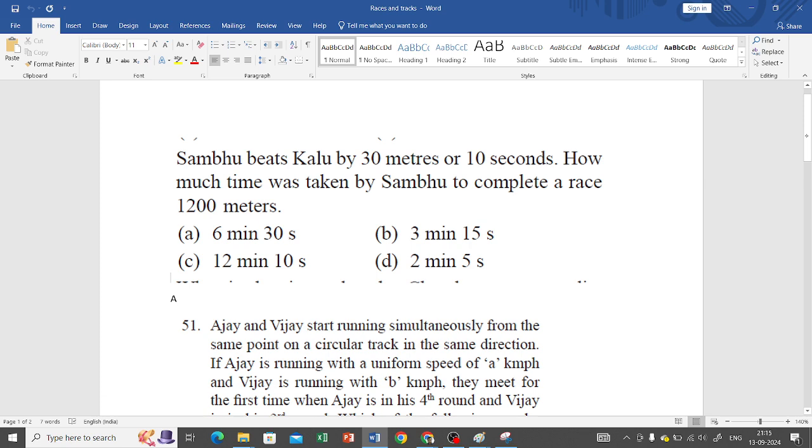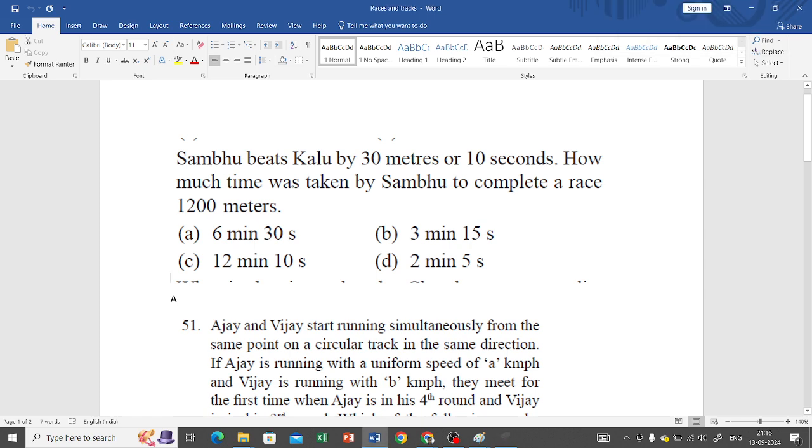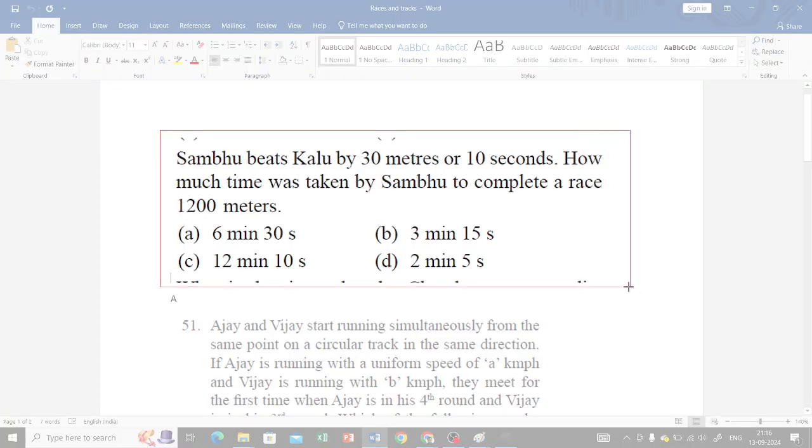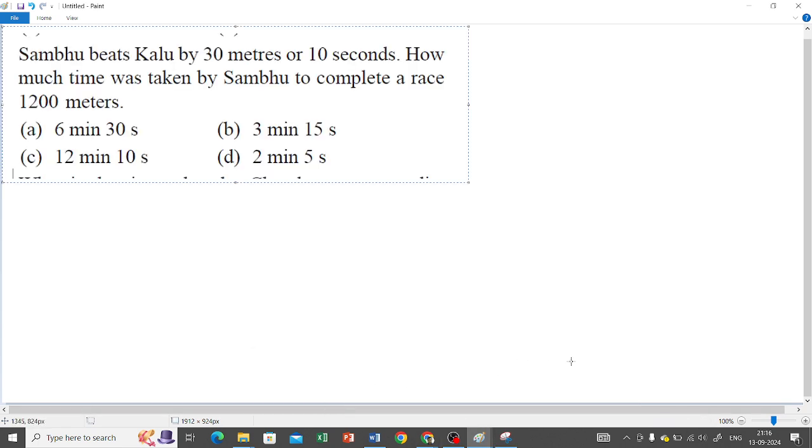That's all we have for time and work. Okay, let's solve this first one. This one is very easy. Please do this sum.